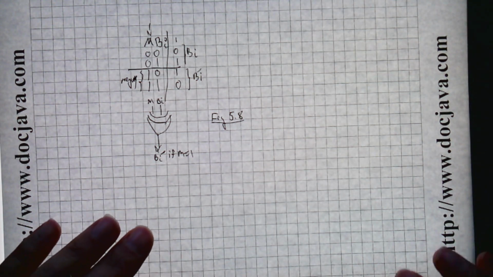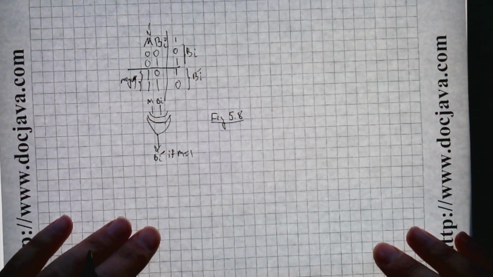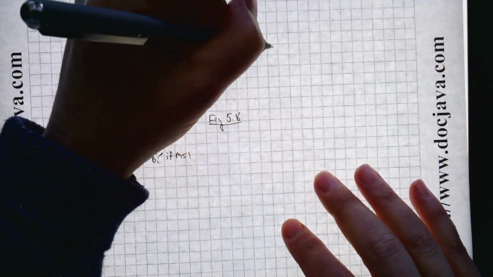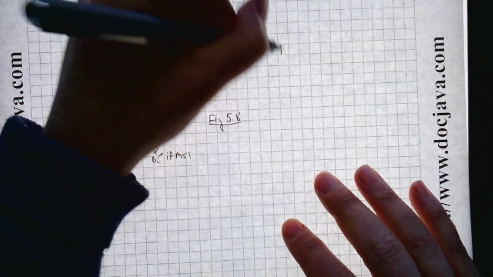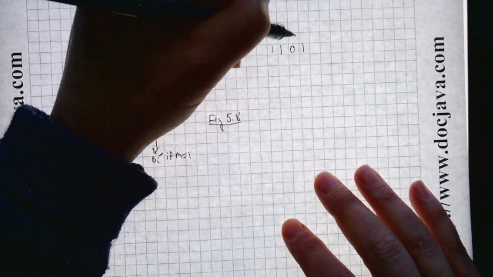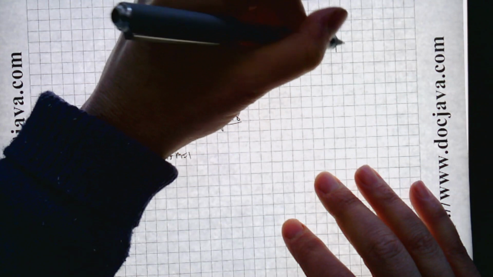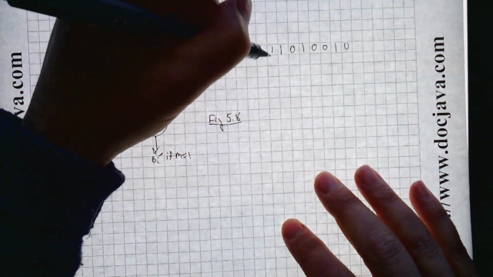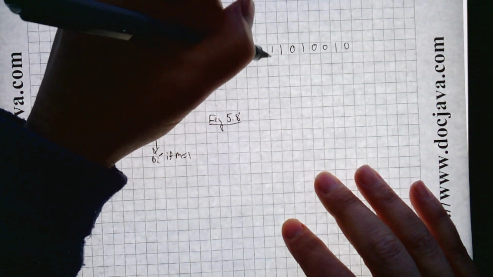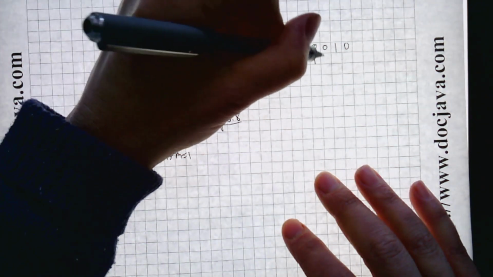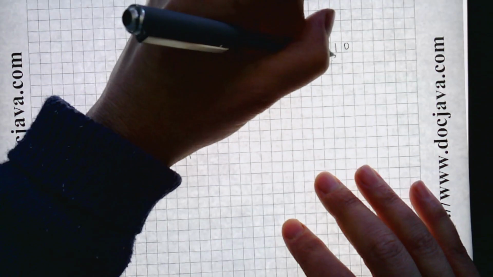Yeah, so what is the output of an 8 by 8 multiplier if the input is 1101 0010 times 100 111 00.